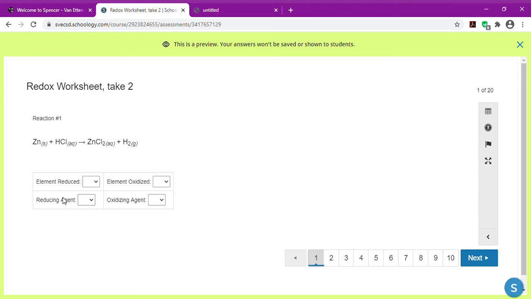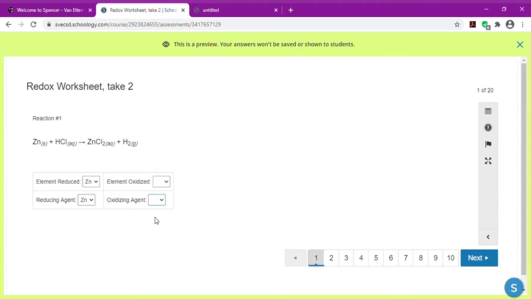This little chart is set up the same way for every question. So think about what must always be true. Think about which two of these would always have to be the same. It's not these guys, right? These would not be the same. The element reduced would not be the reducing agent. Hint, hint. Okay, so let's actually do this one.